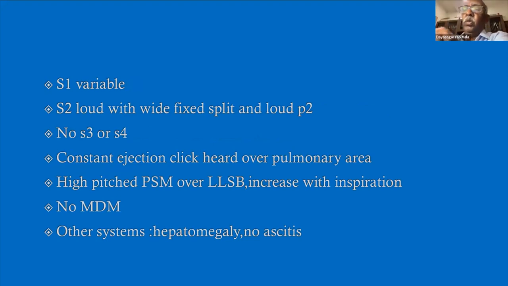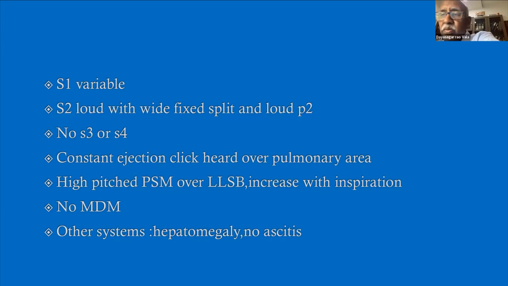Can I ask you what exactly you mean by fixed split? There is no variation during inspiration and expiration. So there is no variation in the split. Is that your answer? Yes, that wide split and fixed split.